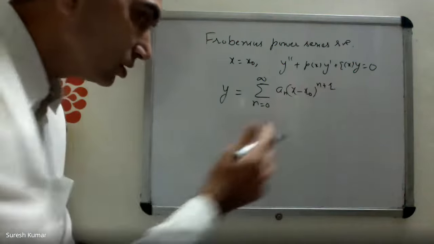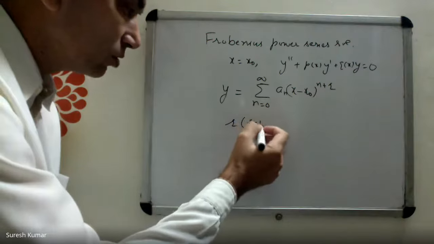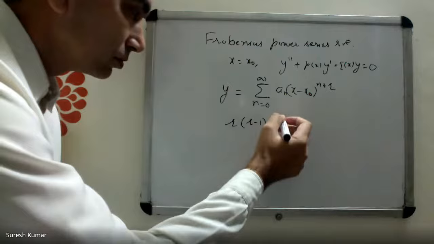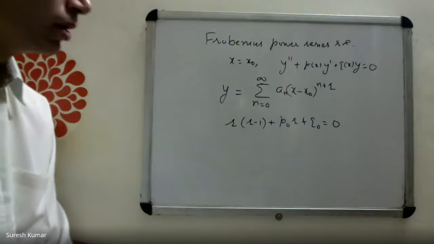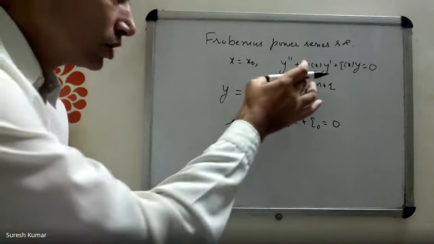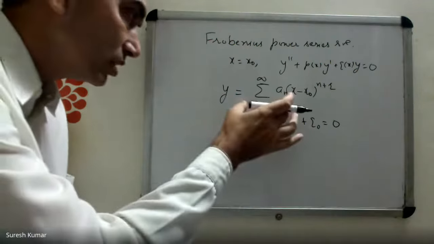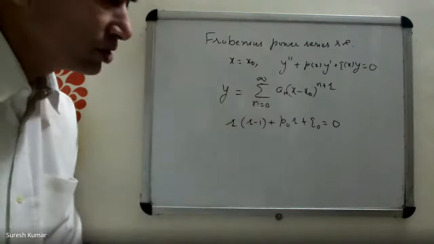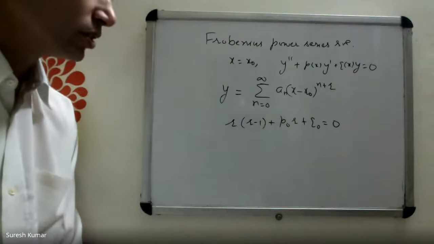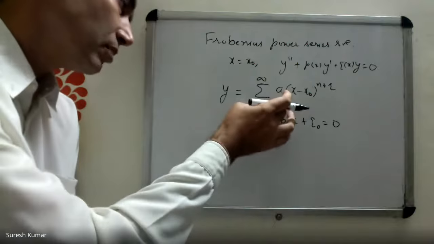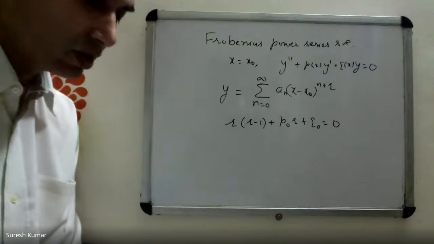Here r is a constant to be determined from the initial equation. r is root of the initial equation. So, for this kind of differential equation, if x naught is a regular singular point, at least one series solution of this type, known as Frobenius power series solution, is guaranteed. r is to be obtained from this equation called initial equation. Initial equation you can get by substituting this power series solution into the given differential equation. Okay, that procedure we discussed.